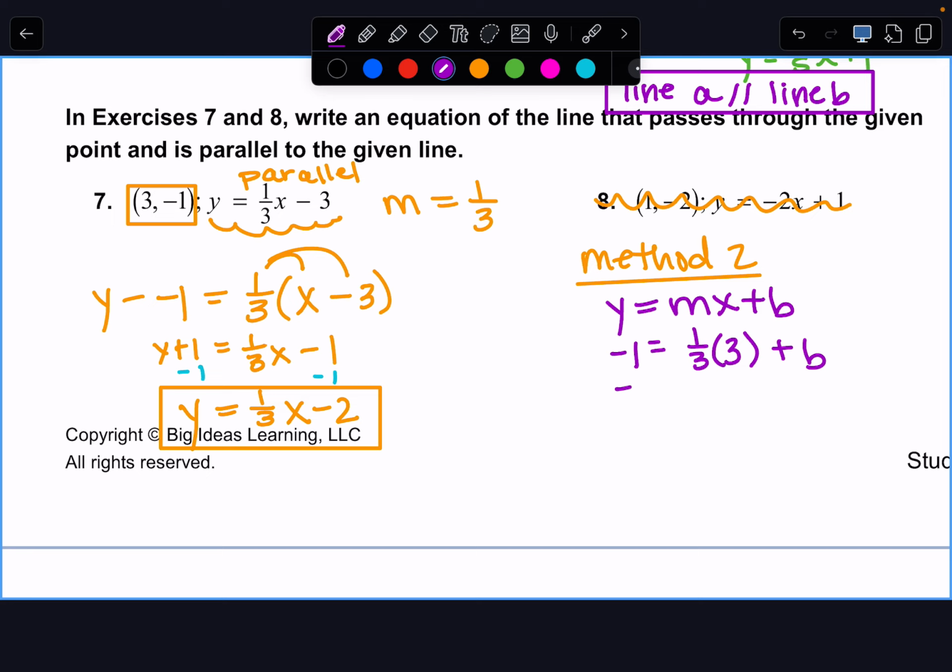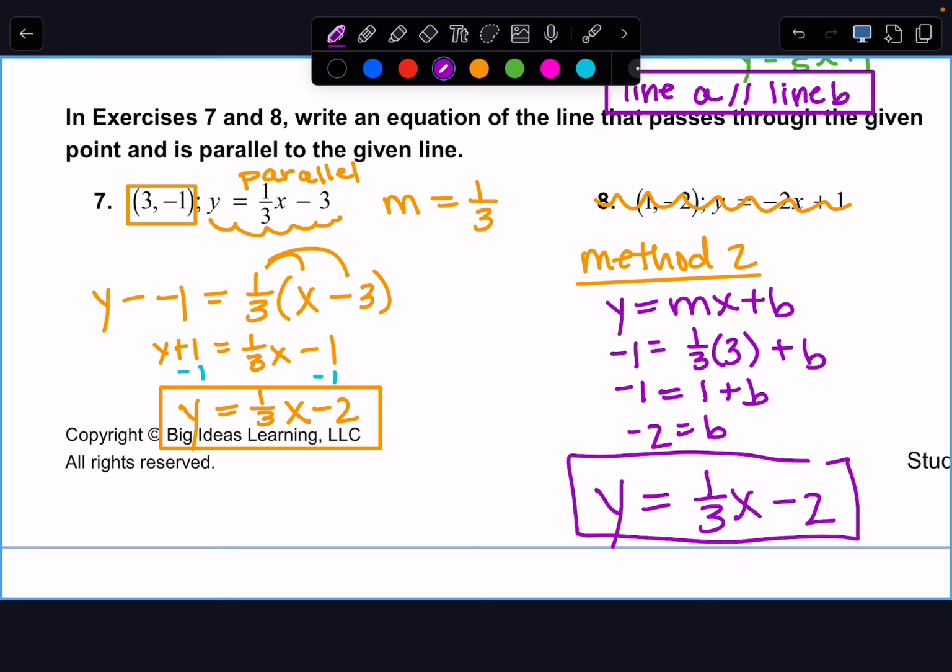Okay, so hey, watch what happens. I have negative 1 equals 1 plus b. So what's b? So b is negative 2, right? Yes, it is. So y equals mx plus b. Oh my goodness, we got the same answer. That's so crazy.